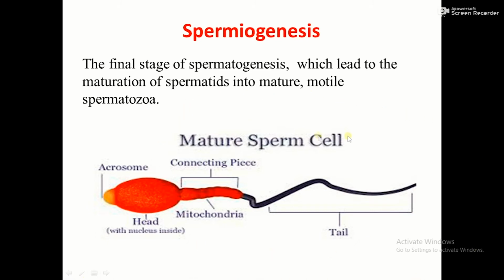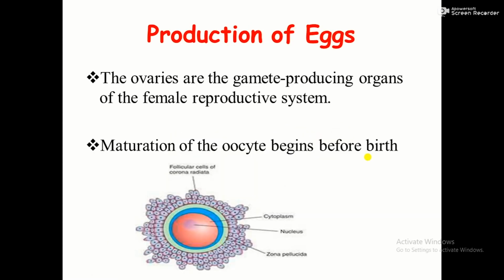The mature sperm consists of a head, a connecting piece that contains mitochondria, and a tail. The head contains an acrosome that releases an enzyme in the penetration process, and the connecting piece has mitochondria that supply energy for the tail to move. The last one is the tail, which propels the mature sperm inside the female reproductive tract during fertilization.